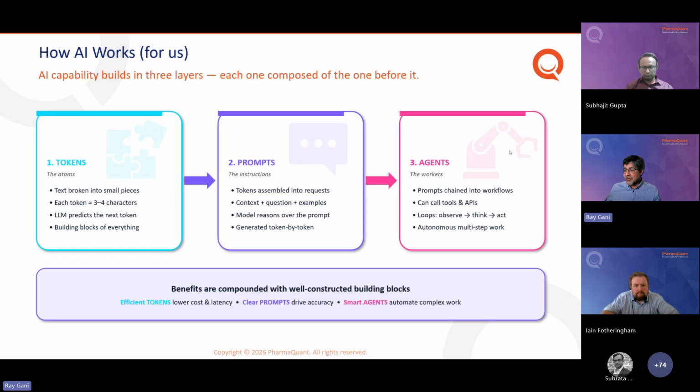So just in terms of some of the benefits, efficient tokens lead to lower costs and latency, so you can get things done more quickly. Clear prompts can drive accuracy, and having smart agents can automate complex workflows. And that's really what we're going to focus on today, some of these workflows.